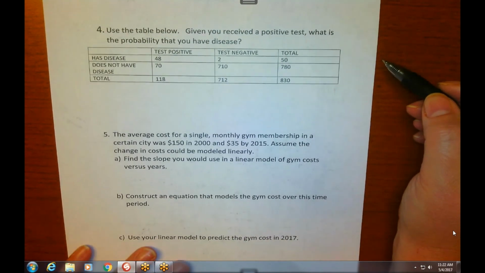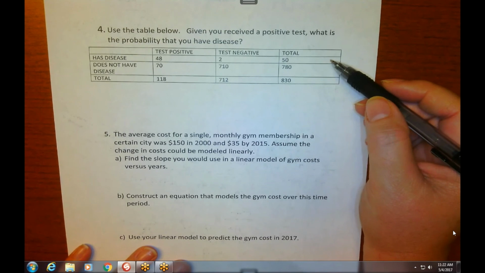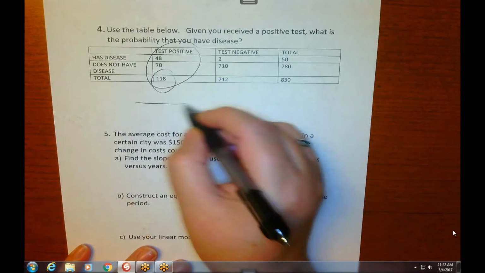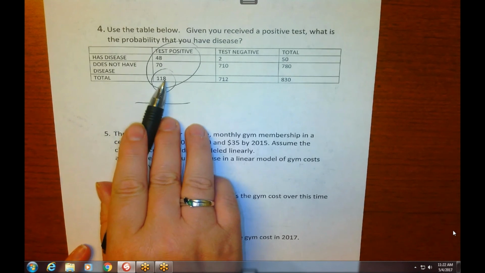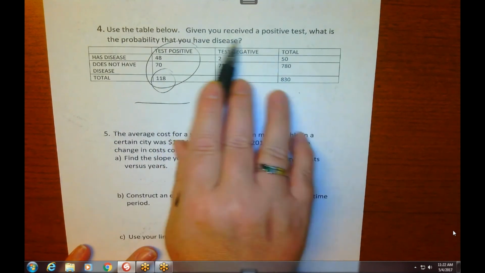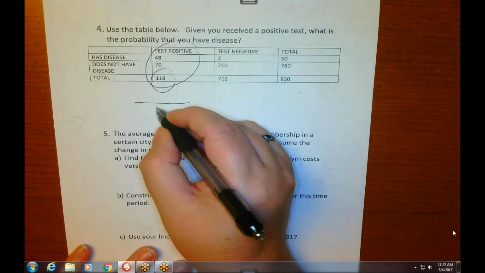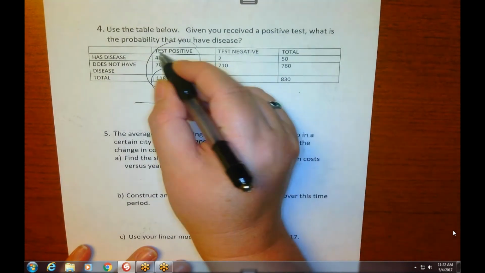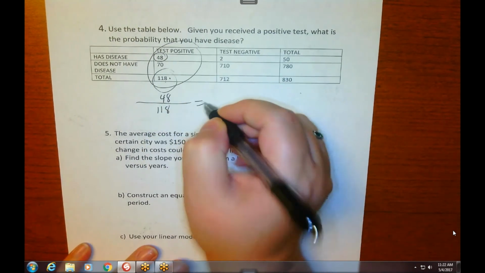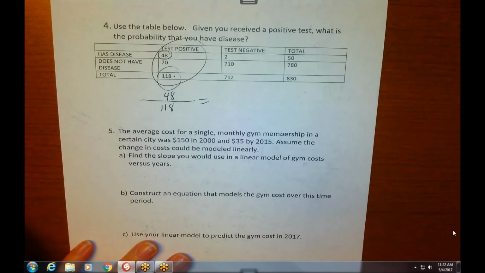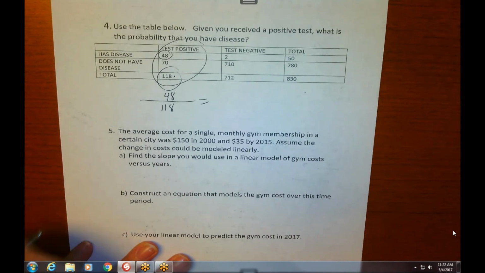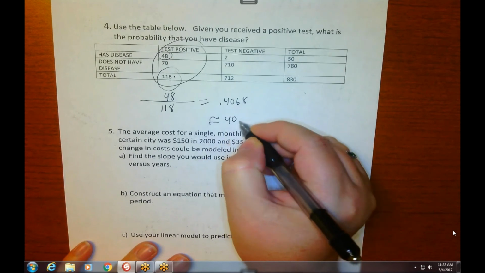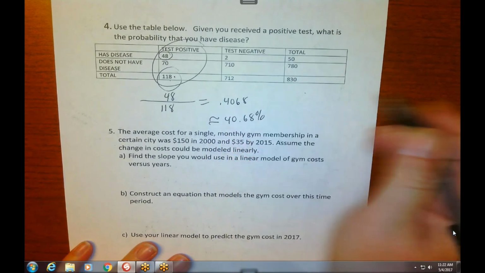Given you received a positive test, what is the probability that you have a disease? Again, they have filled in the table for you. Something has happened. This is conditional probability. It's not out of everyone. It says you received a positive test, so you're only selecting out of this 118. What's the probability you have the disease? 48 out of the 118. And you get 0.4068, or about 40.68%.